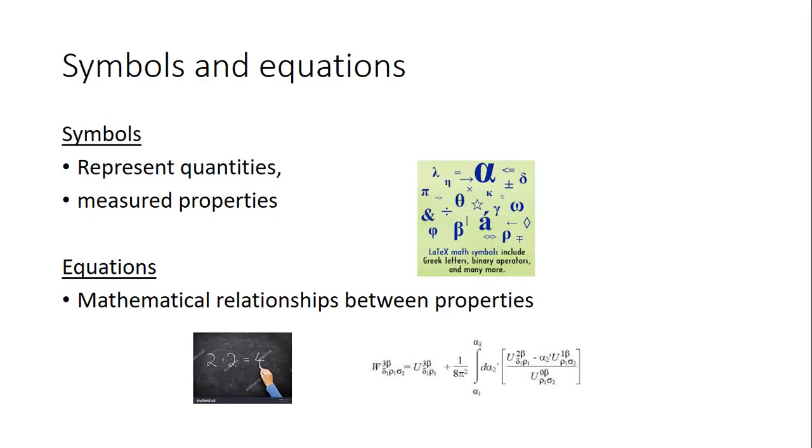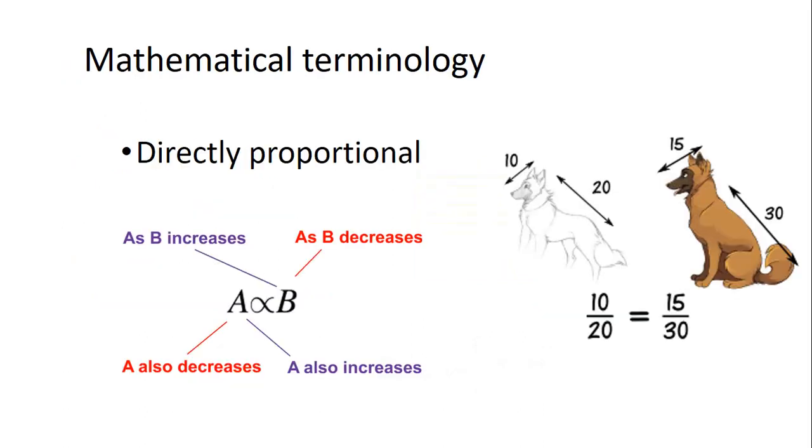Proportionality. The symbol between A and B, that's a proportional symbol. So in this case, we say A is proportional to B. As one thing goes up, the other thing goes up.